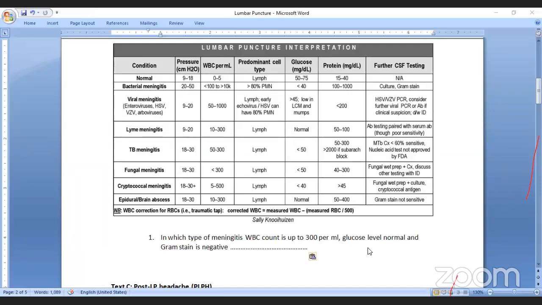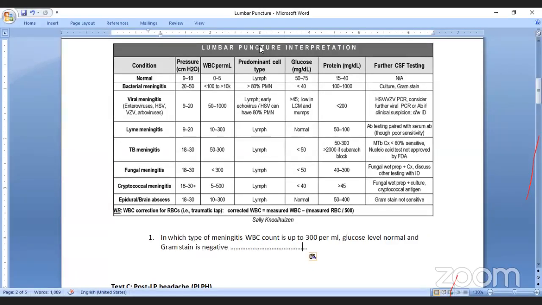Okay, so next we need to find in which column the Gram stain is negative. So for Lyme here, A/B testing paired with serum through poor sensitive. There's no mention of Gram stain that is negative. Gram stain not sensitive means negative. So our answer is epidural brain abscess. You will just copy and paste this.